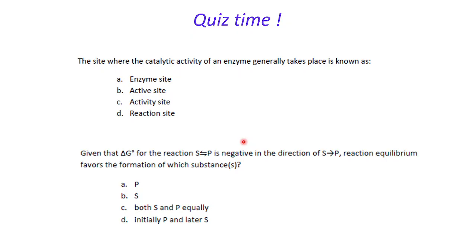The next one: the reaction S to P has a negative delta G naught in the direction of S to P. So the reaction equilibrium will favor the formation of which substance? Is it P or S? So from S to P, the delta G naught is negative. So that means which one will be formed? Is it P or S? So what does negative free energy indicate?